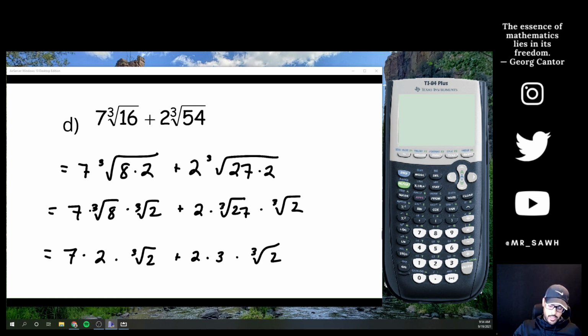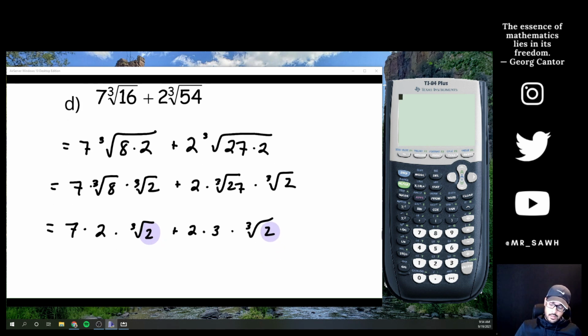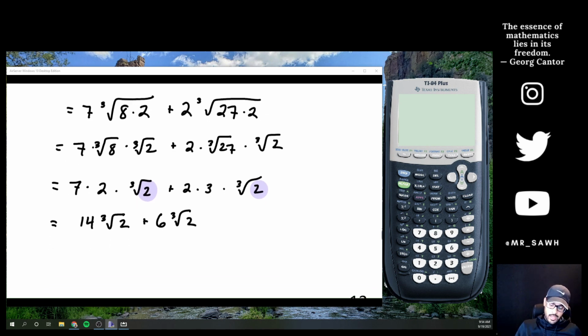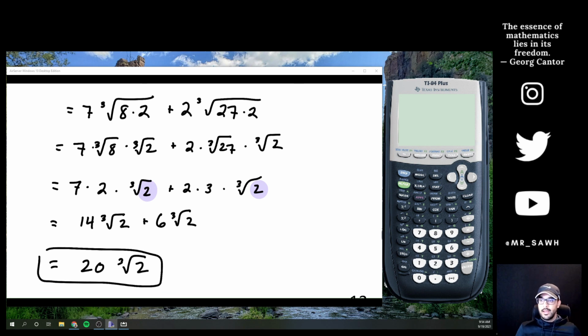And what you're going to notice is that I'm left in a place that I have like radicals. Multiply and simplify what you can. So you're going to have 14 cube root 2's from the first term, plus 6 cube root 2's from the second term. And if you add those together now, because they're like radicals, you have 20 cube root 2. So exactly the same as we talked about for square roots, no different. Mixed radicals first, then add or subtract.